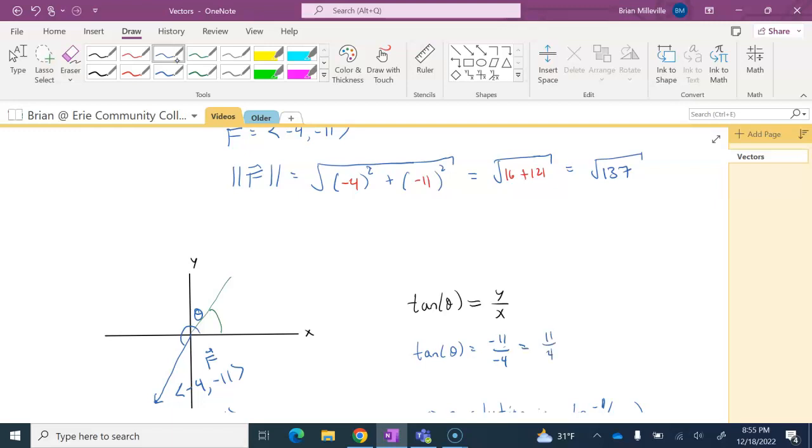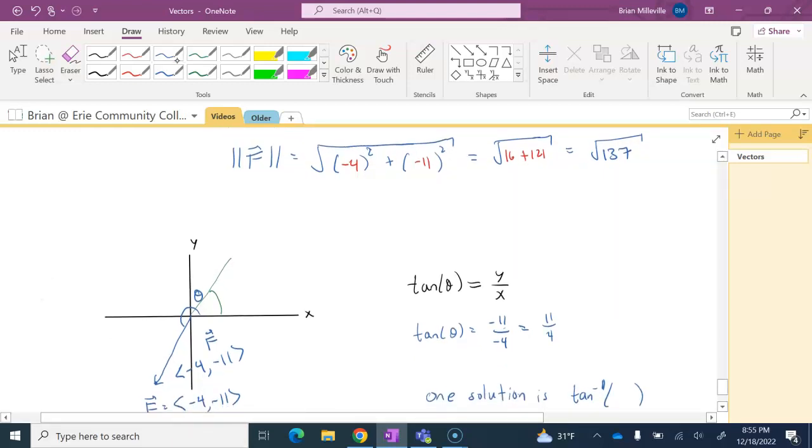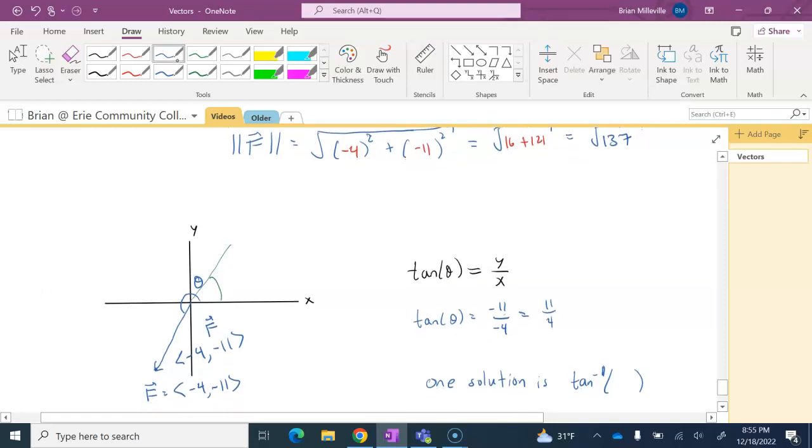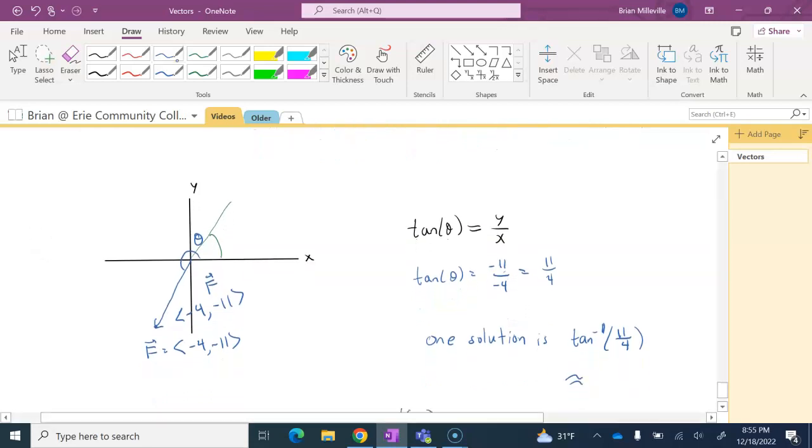Now, how would we solve that equation? What angle has a tangent value of 11/4? That's not a common output value for tangent, but we know one solution can be found with the inverse tangent function. So it would be arctangent or inverse tangent of 11 over 4. Now if we plug that into a calculator in degree mode, you're going to find out that that comes out to 70.01689. I'm going to go to this many decimal places. That's in degrees. Now, that's not correct.